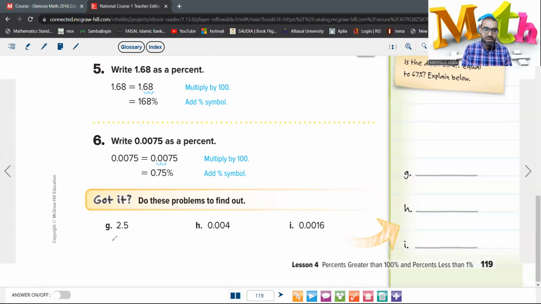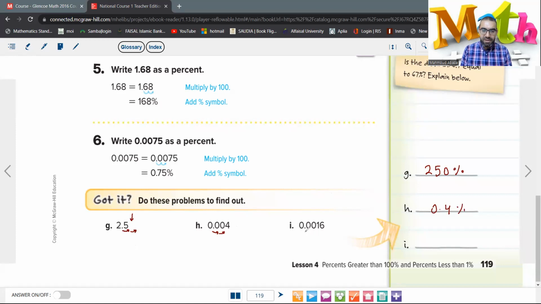Now, problem G. Let's write those numbers as percent. Move decimal point to the right 2 places. So this is going to be 250%. Also here, move decimal point to the right two places. So it will be 0.4%.